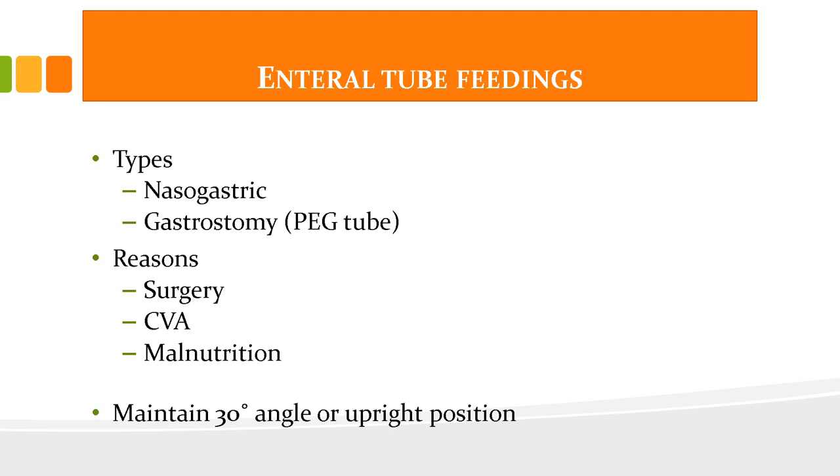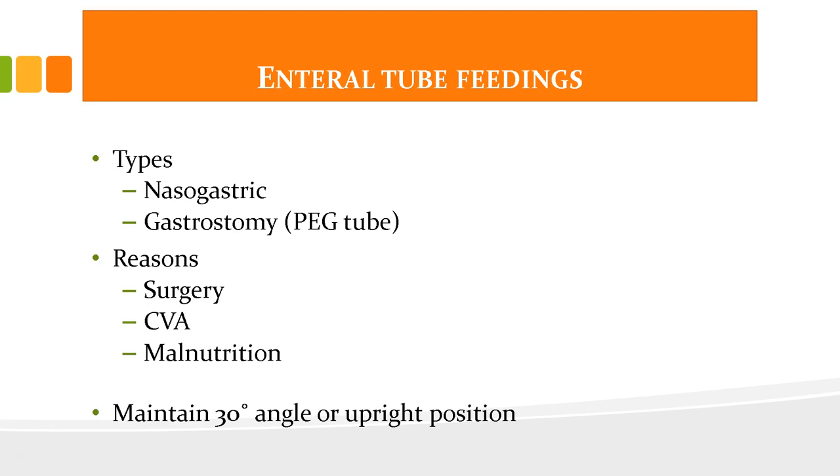Enteral tube feedings. Enteral means in the GI tract. Parenteral is outside of the GI tract. Enteral tube feedings allow people to be fed through a tube that gives them nutrition that normally is taken from food. A nasogastric tube is a type of enteral tube feeding. It's placed down the nose and dropped into the stomach.